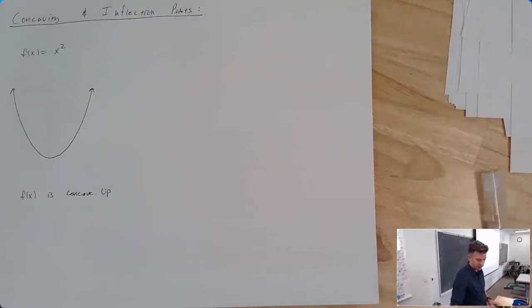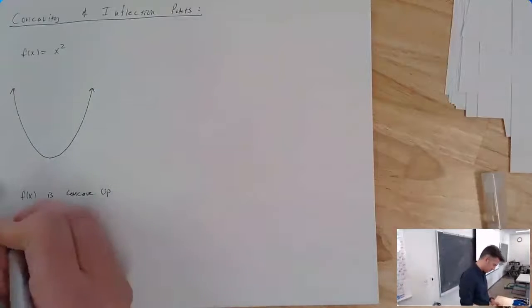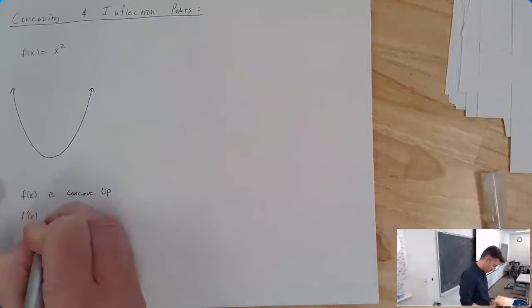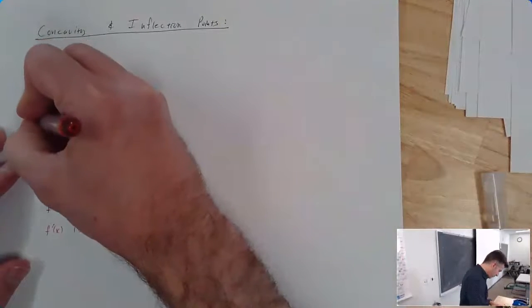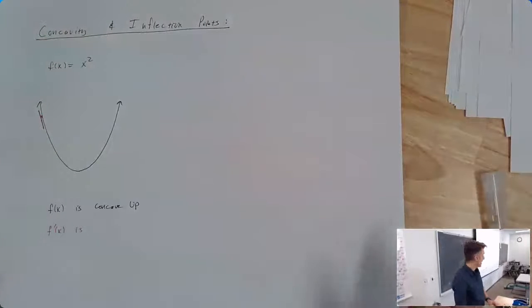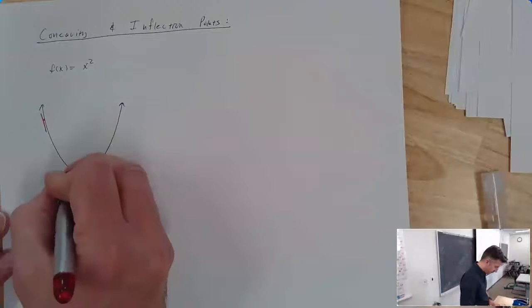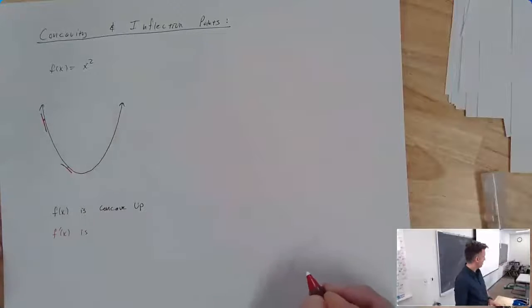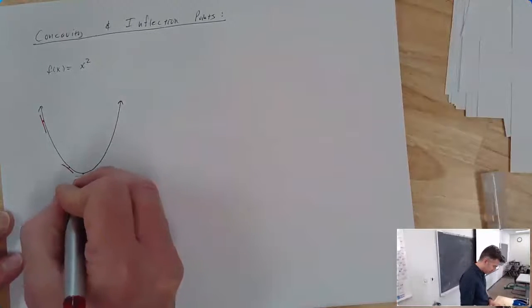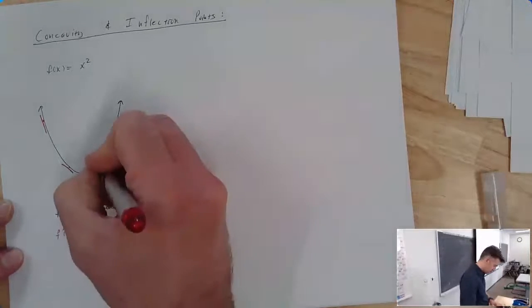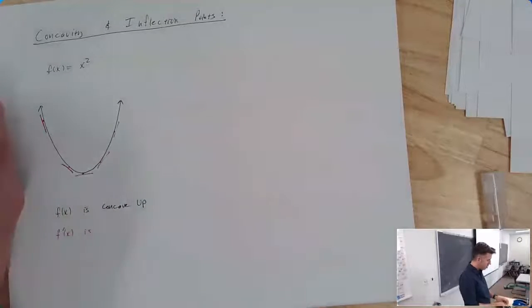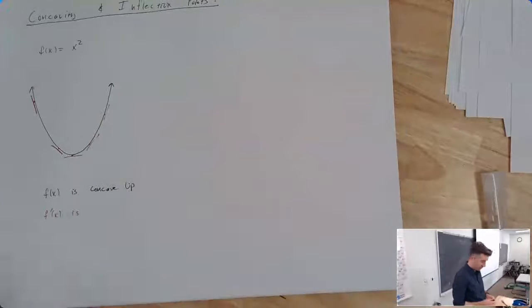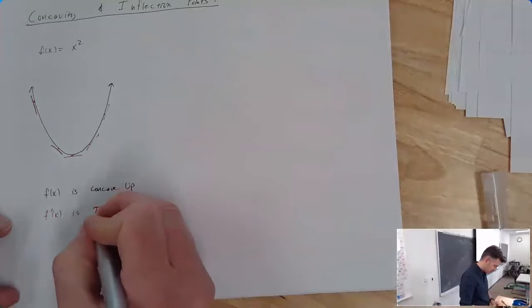But now I want to say something about the first derivative. So let's think about what's happening as we go from left to right for the first derivative. Way over here on the left, the slope of my tangent line is very negative. And as we move further to the right, the slope of the tangent line is less negative, 0, slightly positive, more positive. So throughout this whole concave up function from left to right, the first derivative is increasing.